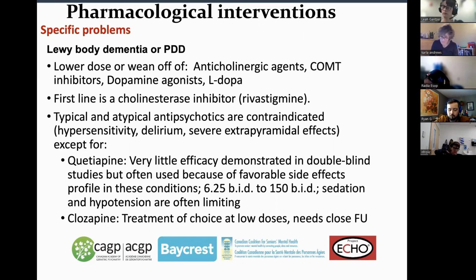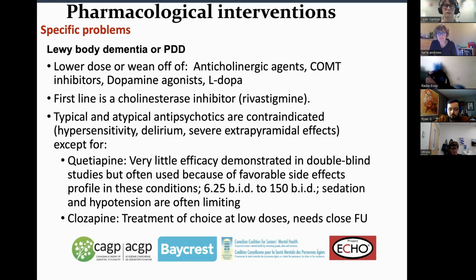The exceptions are quetiapine, which has very little efficacy demonstrated in double-blind studies, but is often used because of its favorable side effects. In these conditions, you see that it's a very low dose, and unfortunately sedation and hypotension are often limiting. Clozapine would be the treatment of choice at low dose.